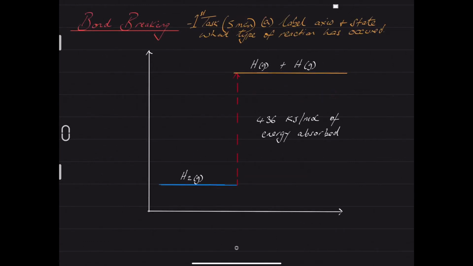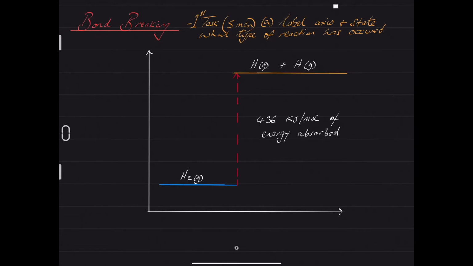Your first task here for this particular part of the lesson for bond breaking, I want you to sketch out the axes here, and I want you to label the axes correctly, and I want you to tell me what type of reaction has occurred here. Look at this reaction profile carefully. This is for hydrogen. Now we've got H2 gas, and then we've also got hydrogen atoms existing separately.